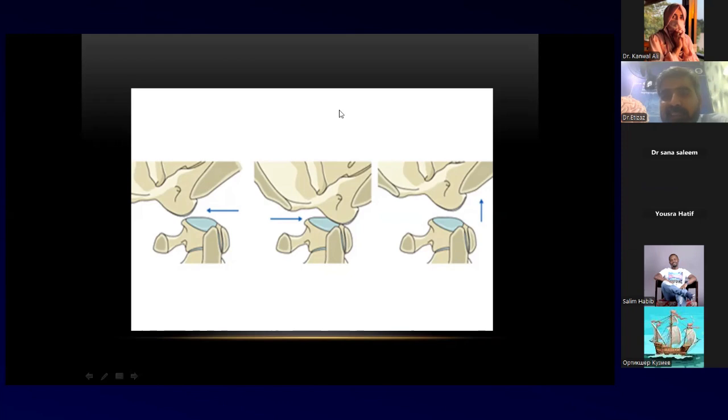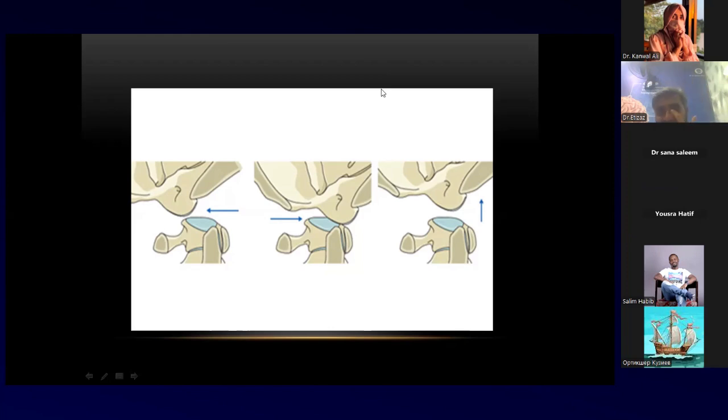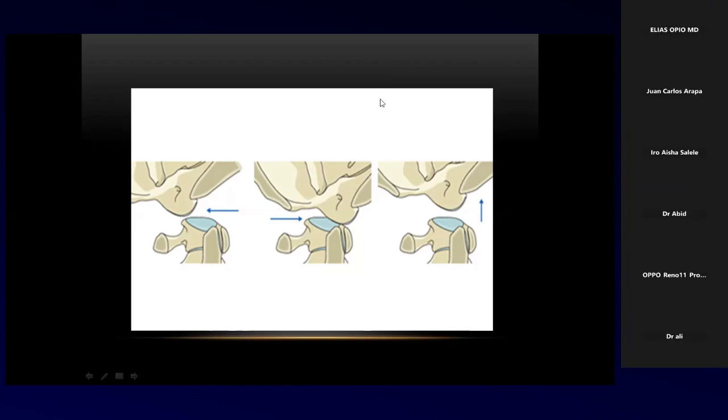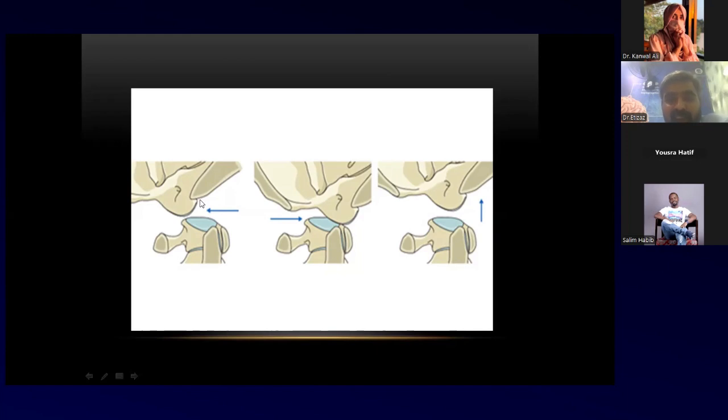Then someone says the Traynelis classification of Atlanto-occipital dislocation. Yes, the Traynelis classification. So this says there are three types of Atlanto-occipital dislocation. What is the type of this one? It is anteriorly displaced, it is posteriorly displaced, or it is, you can say, vertical or longitudinal.